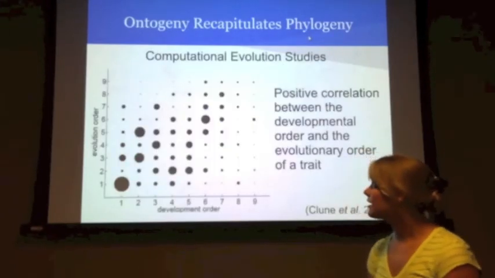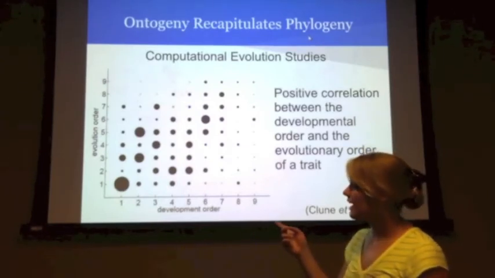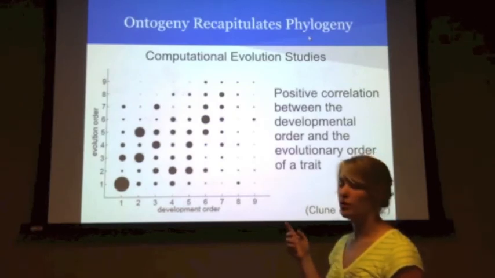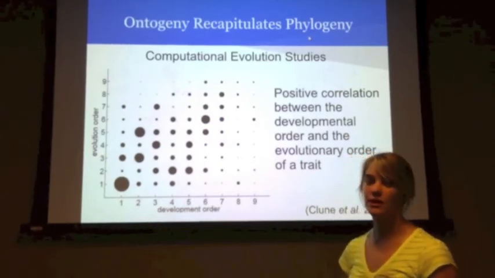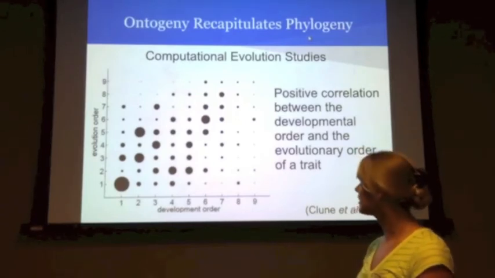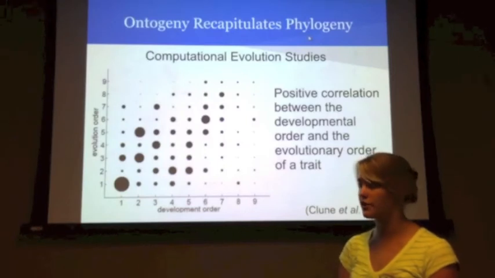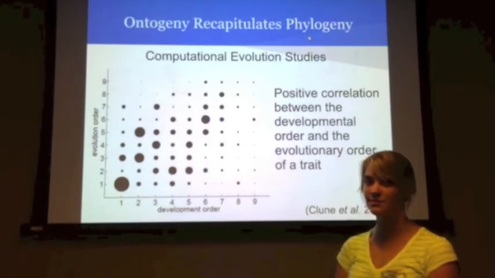This chart is from a computational evolution study done by Clune, with the size of the dot corresponding to the number of times that both processes developed in the same order. As shown by the data, there is a positive correlation between the developmental order and the evolutionary order, providing further evidence for the ontogeny recapitulates phylogeny theory.